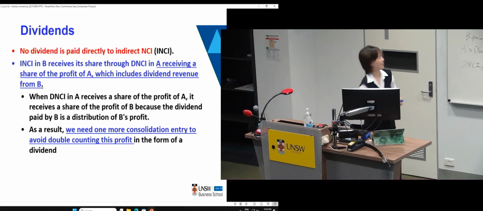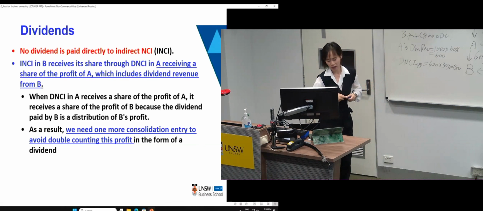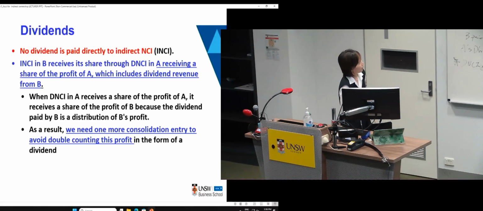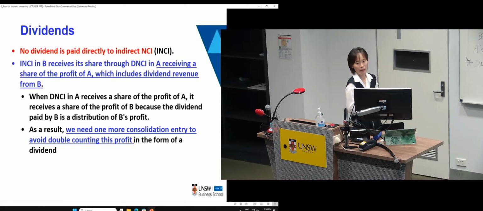So what is the problem here? It's double counting, because NCI in B and NCI in A are the same party. And this all comes from the profit earned by B. So B makes a profit, then NCI in B receives a share of that, recorded as 180. Then B pays out this profit as a dividend, A recognizes dividend revenue, and then NCI in A receives a share of that, another 180. But these two are the same party. There is double counting.